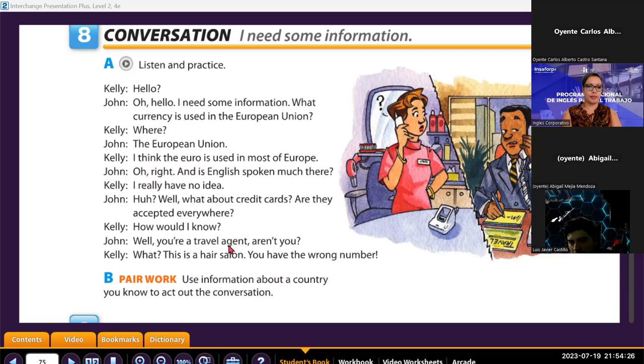Hello. Oh, hello. I need some information. What core is used in the European Union? Where? The European Union. I think the Europe is used in most of Europe. All right. And is English spoken much there? I really have no idea. Oh, well, what about credit cards? Are they accepted everywhere? How will I know? Well, you're a travel agent, aren't you? What? This is an air salon. You have the wrong number.